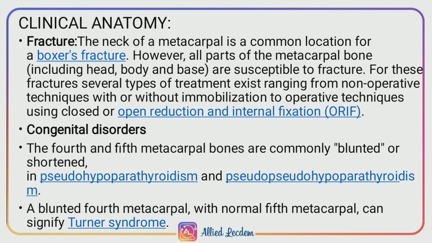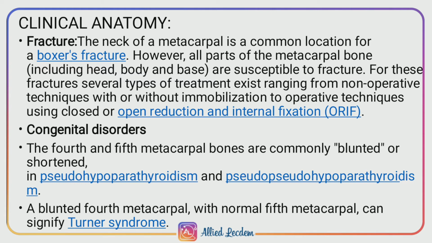The next is the clinical anatomy relevant to the metacarpal bone. As with any bone, the first and foremost is fracture. The neck of the metacarpal is a common location for the boxer's fracture. However, all parts of the metacarpal bone, including head, body, and base, are susceptible to fracture.